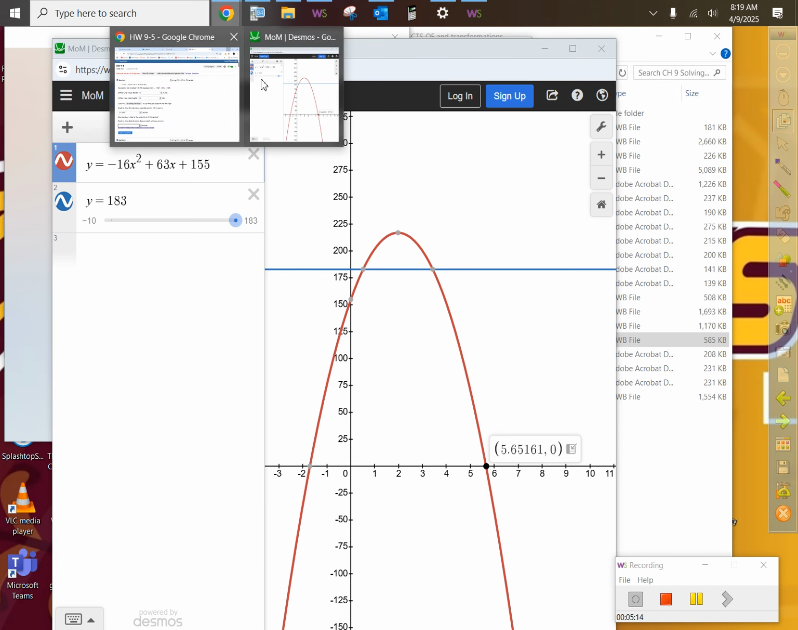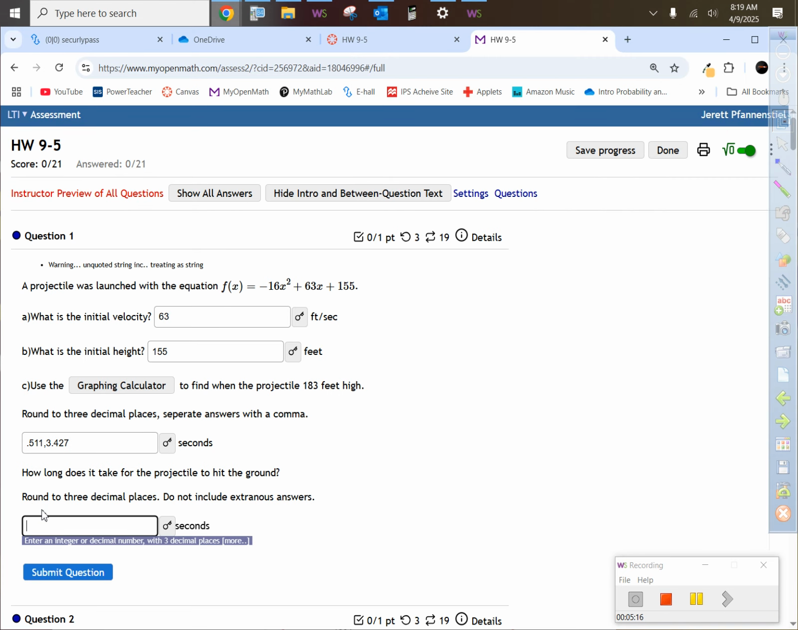seconds. Hey, would you believe that that's very normal? 5.652, is that what we said? Like, to where it didn't happen at exactly 1 second, or exactly 2 seconds, or like 1.5 seconds. It happened in a weird decimal amount of seconds. So submit that bad boy, and we should get it all right.